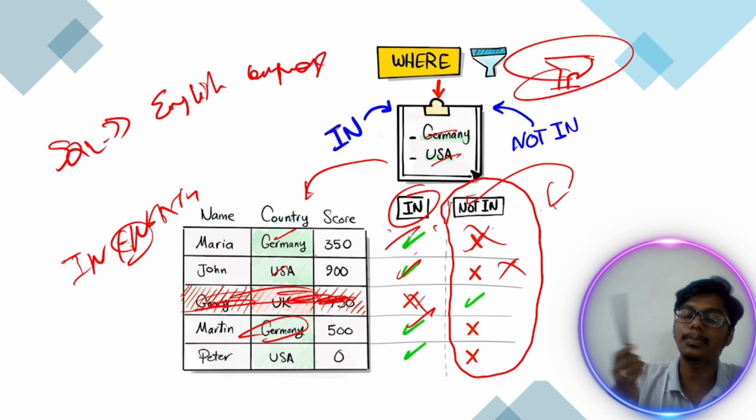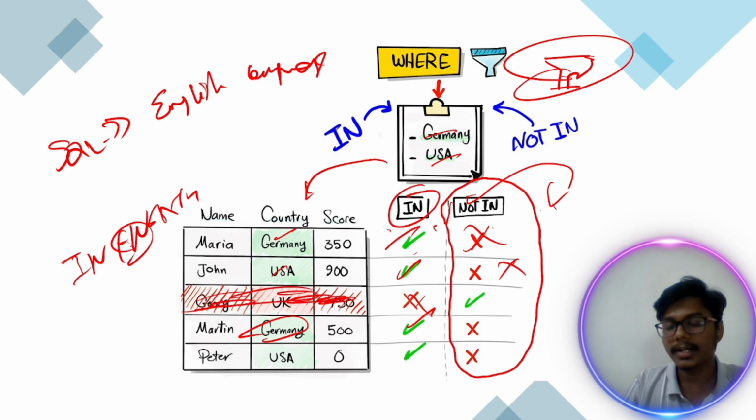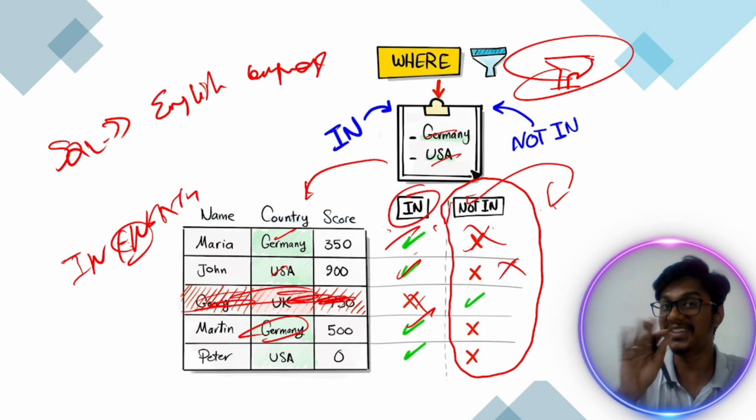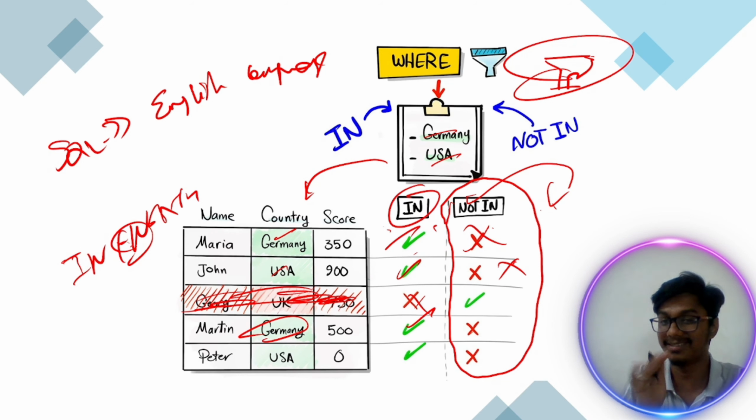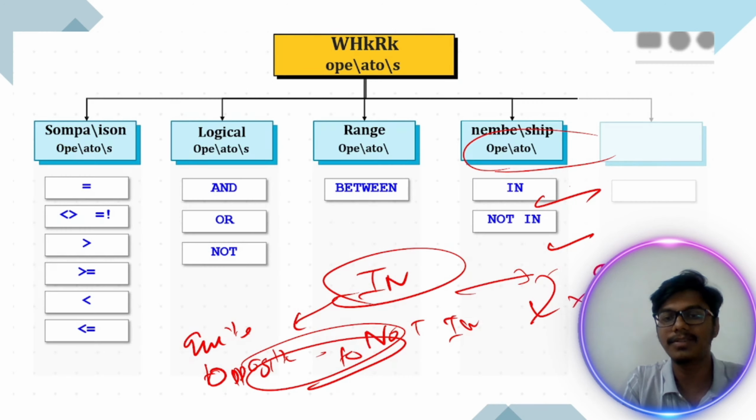What conditions pass in the IN operator are not going to pass in the NOT IN operator. That's the basic. I'm explaining very clearly, my mouth is not blabbering. Okay, so let me write it out. These are the things I just wanted to cover in the membership operators, IN and NOT IN.